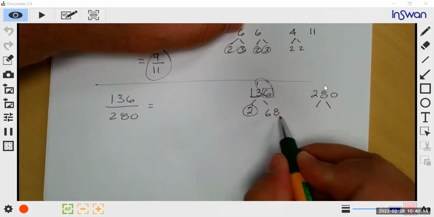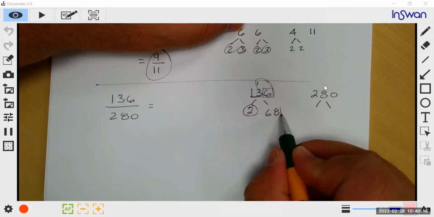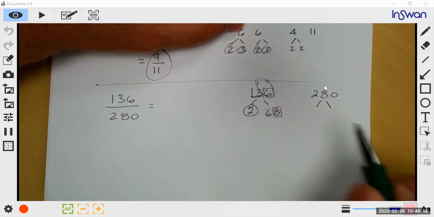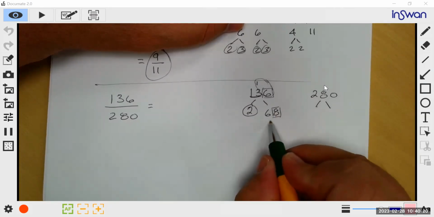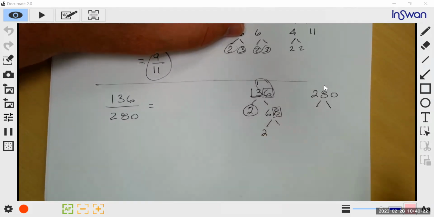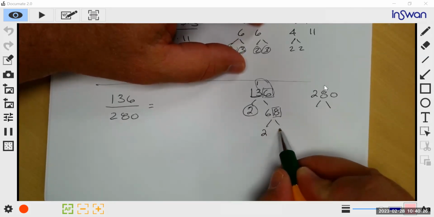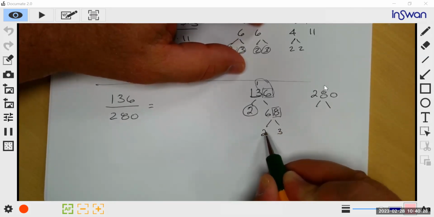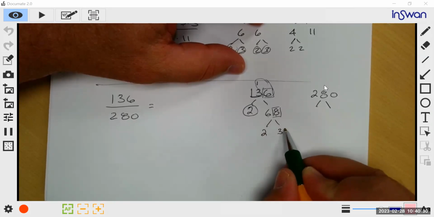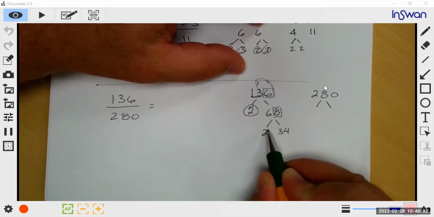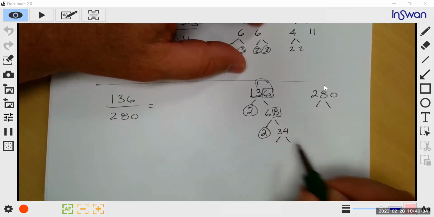Now, same thing with 68. It ends in an even number, so we know 2 goes in there. How many times does 2 go into 6? 3 times. 2 goes into 8 4 times. How about 34?